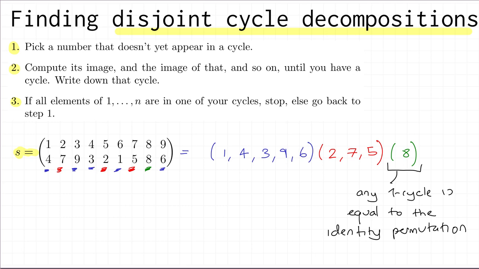And it's fine to omit them, because if they're equal to the identity permutation, then composing with the identity doesn't do anything. So it will be equally okay to write this as (1 4 3 9 6) composed with (2 7 5). And often, but not always, we will miss off one cycles because they're just the identity permutation.